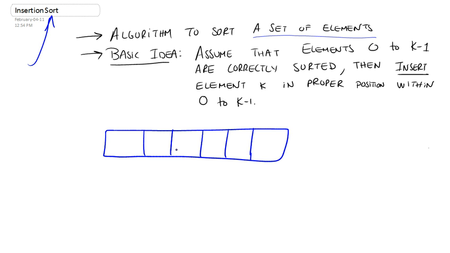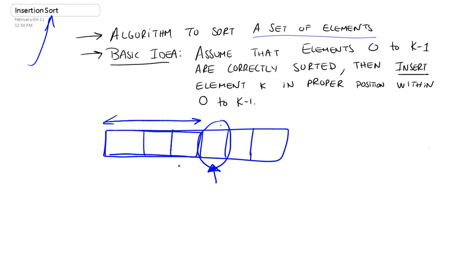So the basic idea behind it is that you're going to examine every single element of this array. And suppose you were examining this one, you're going to assume that all the elements preceding it, all the elements preceding that element that you're looking at that moment, are correctly sorted. And then you're going to take your element and place it in the right position with respect to these elements that are correctly sorted.